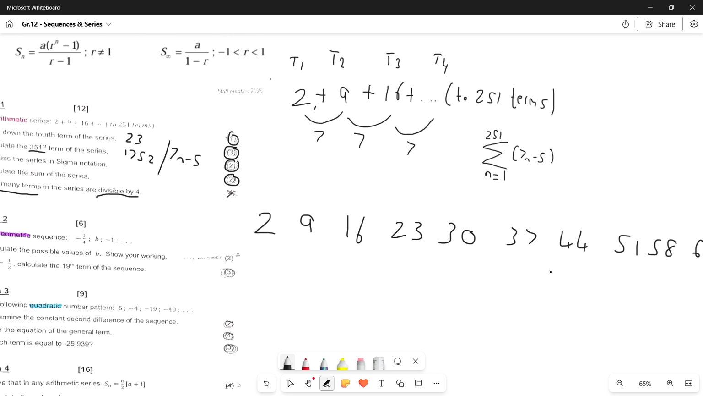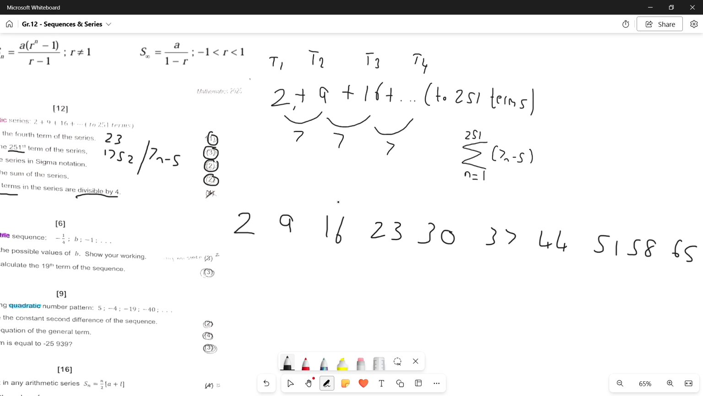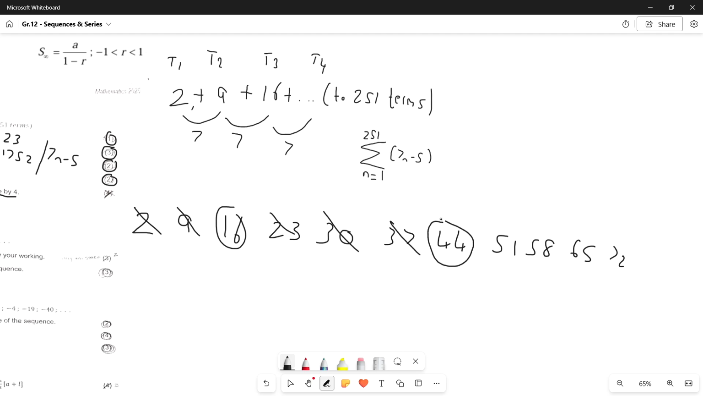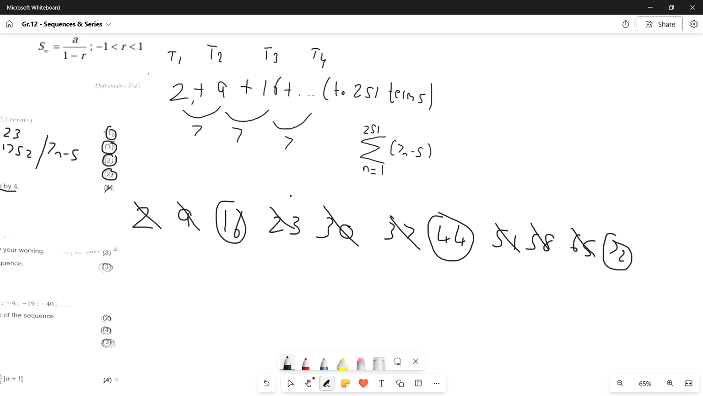Okay, so at this stage we have a bunch of numbers, but not all of them are divisible by 4. So 2 is not divisible by 4, neither is 9, 16 is, 23 isn't, 30 isn't, 37 isn't, but 44 is, 51 isn't, 58 isn't, 65 isn't, but 72 is. We could obviously do this up until we reach 251 terms, but that will take a while considering we have about 12 terms here.